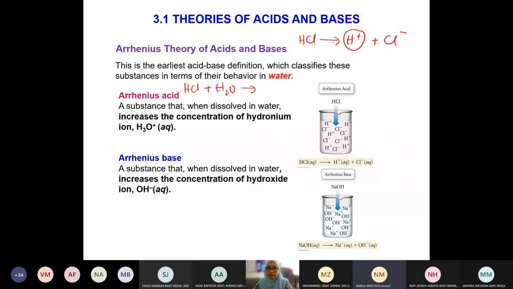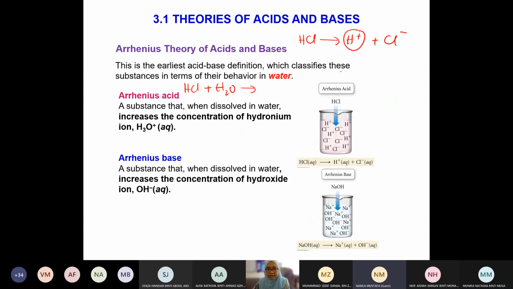Tapi sebenarnya H plus ni, dia tak boleh stand alone. When you dissolve HCl in water kan, yes, this is how the dissociation takes place. Tapi H plus will not stand alone macam ni because it is unstable. They're very reactive. H plus is very reactive. Okay, so what happens is that it will combine dengan water. It will combine with water to produce hydronium ion.